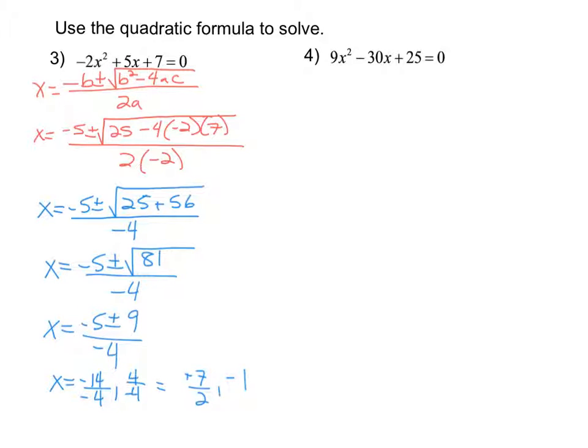All right, so for number 4, we've got 9x squared minus 30x plus 25. So I'm going to go ahead and start plugging those into my quadratic formula. So I would have x is equal to negative b, so a positive 30, plus or minus the square root of b squared, so 3 times 3 is 9, and I can put 2 zeros behind that, minus 4ac, so 4 times 9 times 25, okay, all over 2a, and 2 times 9 is what I need there.